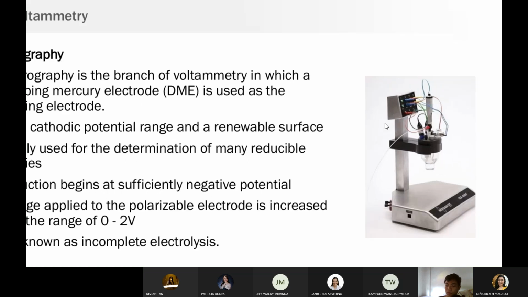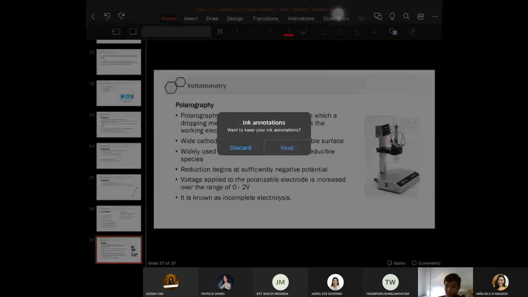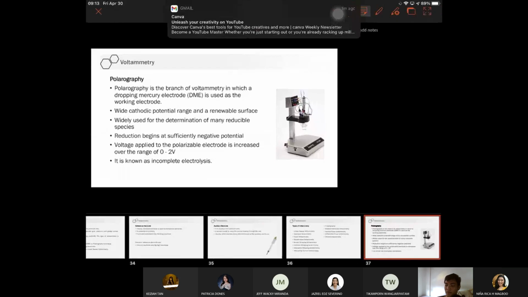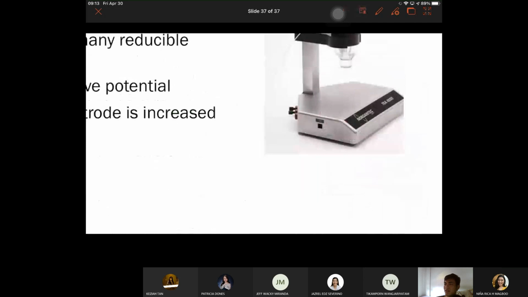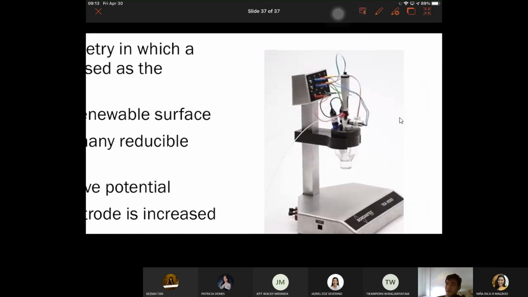On this one, you have polarography. Okay, so this is polarography. As you can see here, this is how the voltammetry looks like.